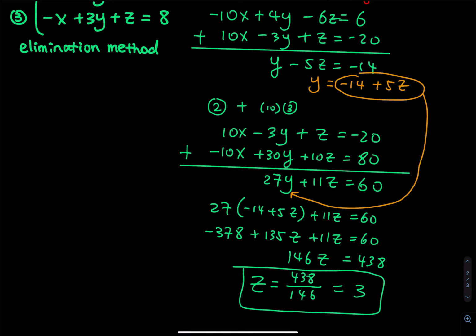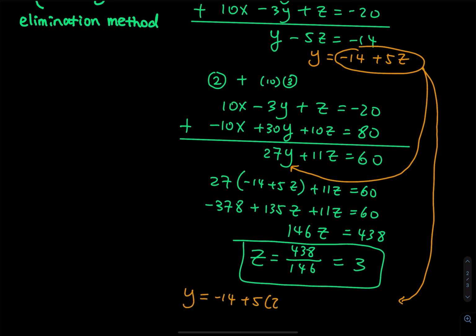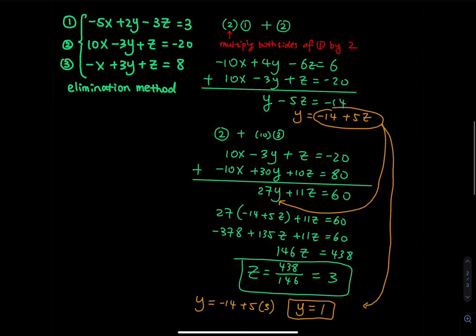Okay, what else can I do? When z is equal to 3, I can plug it into that equation. So I will be using this again. I have y equals negative 14 plus 5 times 3, not z, times 3. So 15 minus 14, y is equal to 1. You see how easy it is? As long as you get one of the variables, everything will just pop up immediately. Okay, now let's move on to the final step.